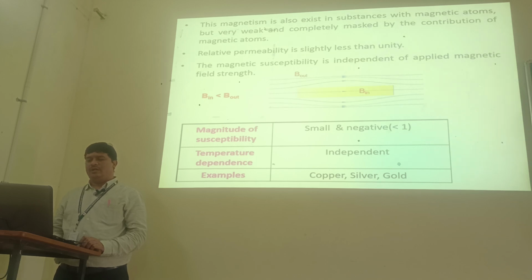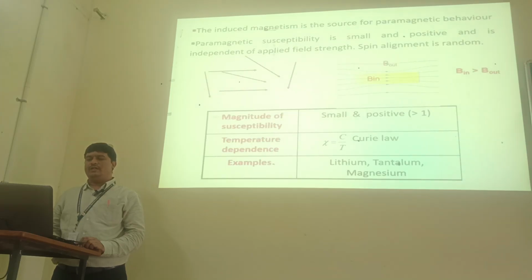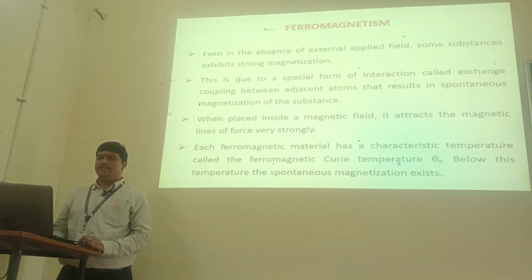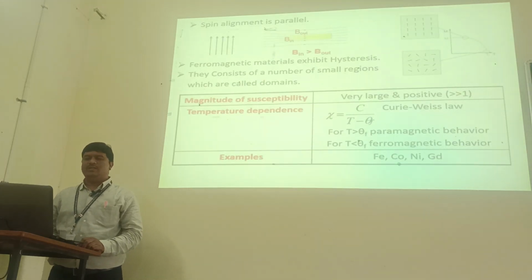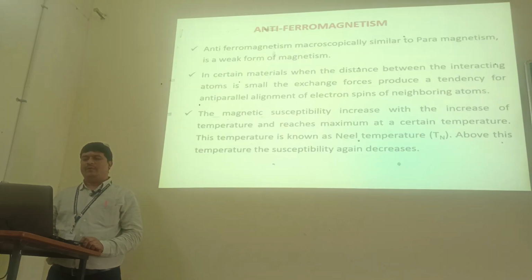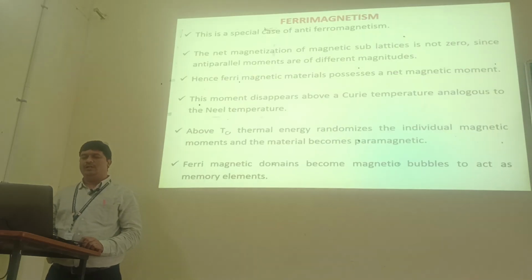Then we have paramagnetic material. It is slightly attracted by magnets. Next we have ferromagnetic materials, which are strongly attracted by magnets. Next, antiferromagnetic material is also related to ferromagnetic material. Next, we have ferrimagnetic material. Antiferromagnetic and ferrimagnetic materials are related to the magnetic materials. Ferrimagnetism is a special case of antiferromagnetism.